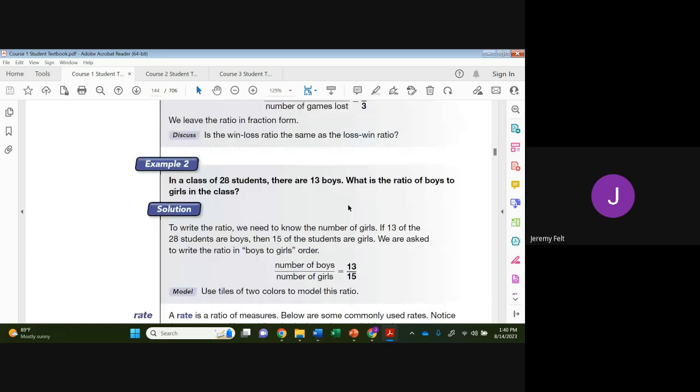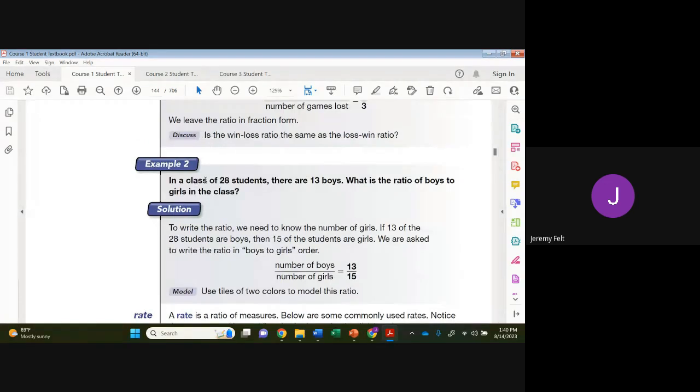Okay, and then usually we're comparing two numbers and we have a total. So we have boys, girls, total number of students, or whatever it is, right-handed baseball players, left-handed baseball players, total number of baseball players, or whatever two things we're comparing.